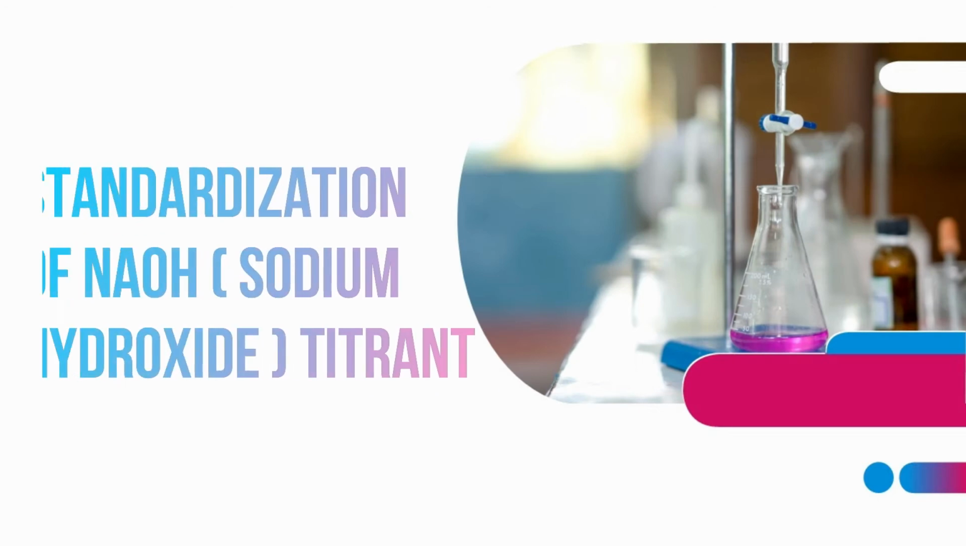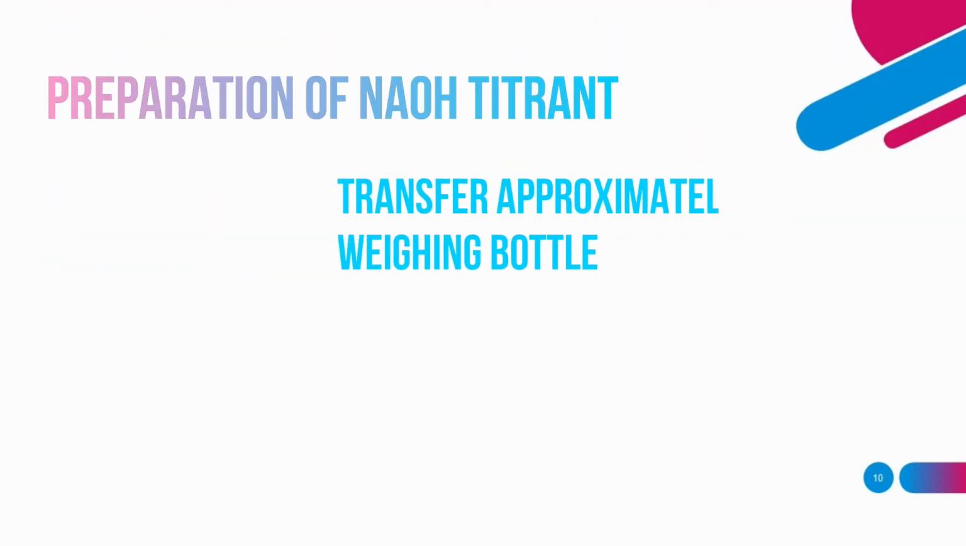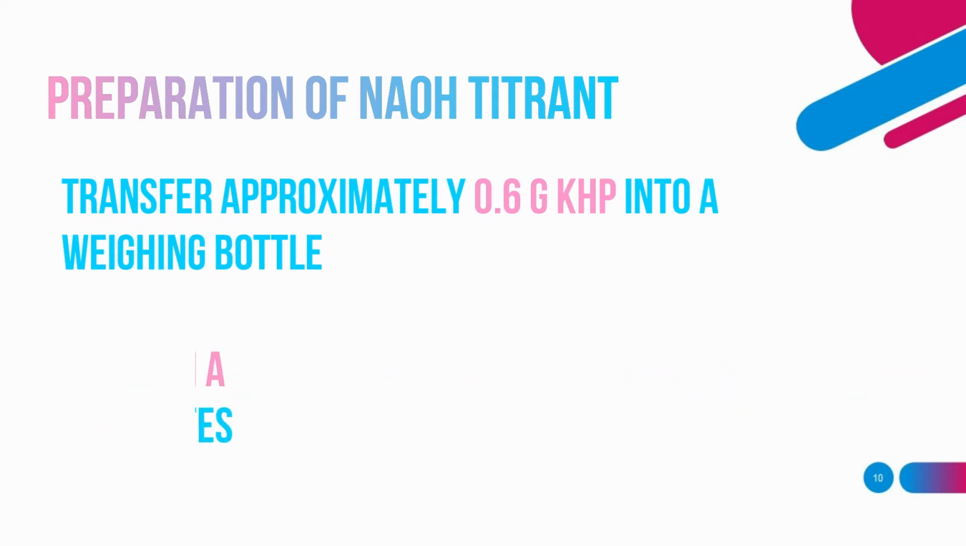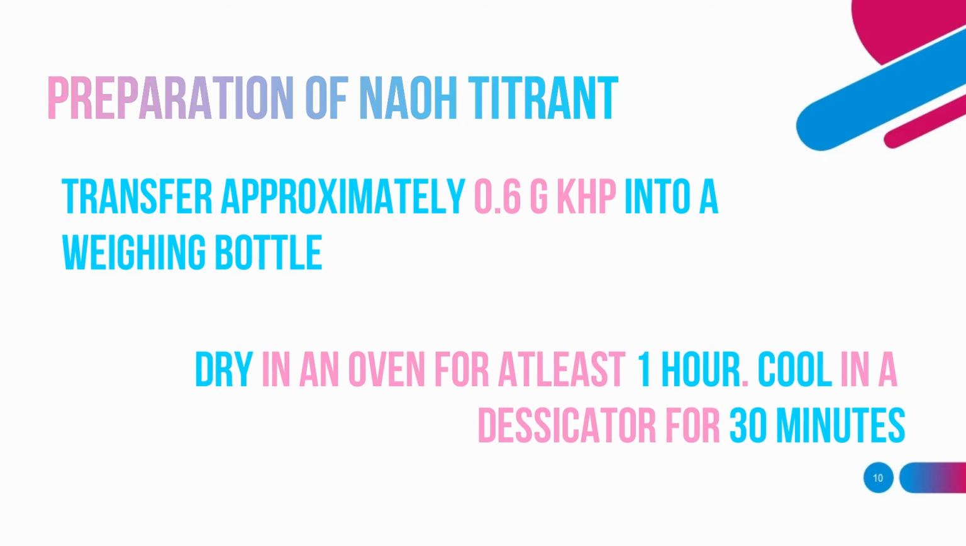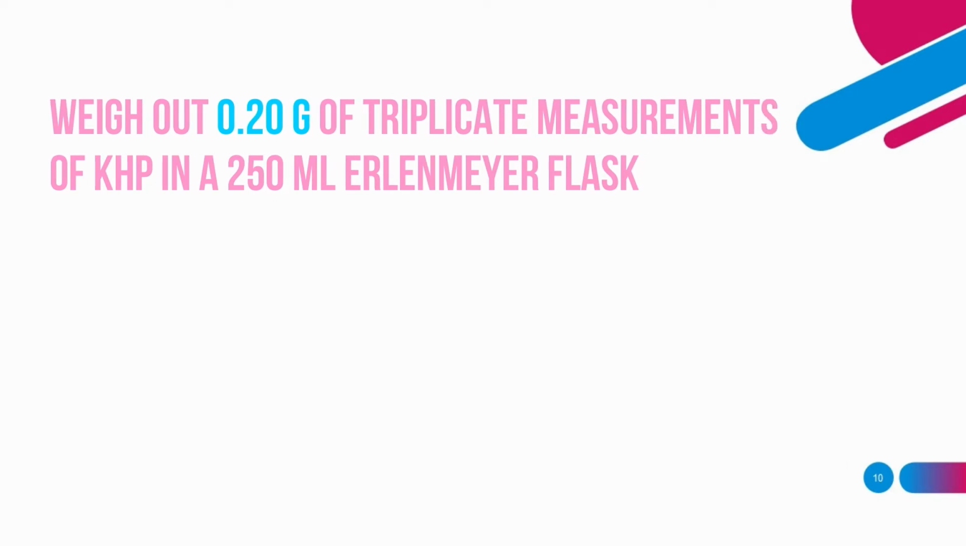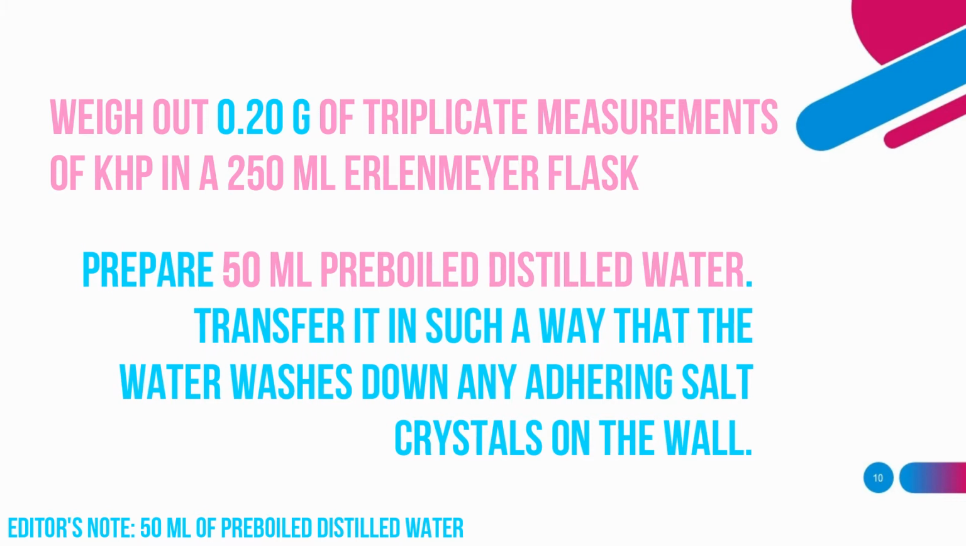For the standardization of NaOH titrant, first, transfer approximately 0.6 grams of KHP into a weighing bottle. Dry it in an oven for at least 1 hour. Cool in a desiccator for 30 minutes. Afterwards, weigh out 0.20 grams of triplicate measurements of KHP in a 250 milliliter Erlenmeyer flask. Then, prepare 250 milliliter pre-boiled distilled water. Transfer it in such a way that the water washes down any adhering salt crystals on the wall.